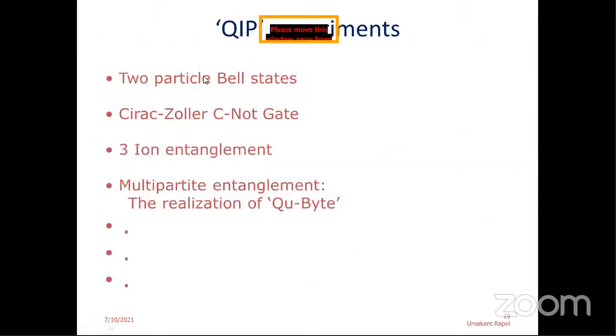Now, using these basic manipulations of driving the atomic state either on the carrier or on the sideband, people have implemented many different basic proofs of principle of this quantum mechanical state manipulation. People have created a two-particle Bell state, created a controlled NOT gate, and entangled 3 ions and many ions together. And these kinds of things have been implemented on other platforms also, not only ions, but many other platforms like superconducting qubits, etc.